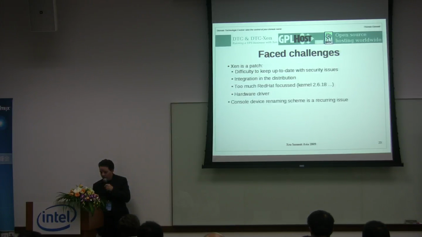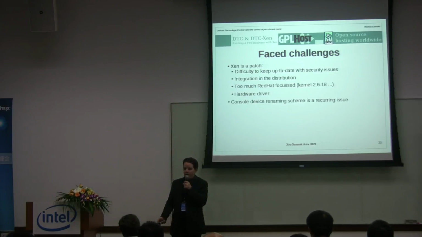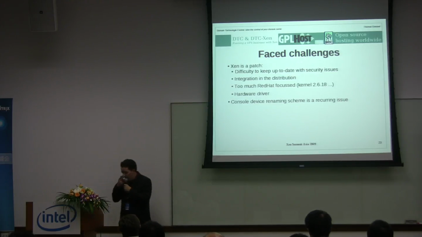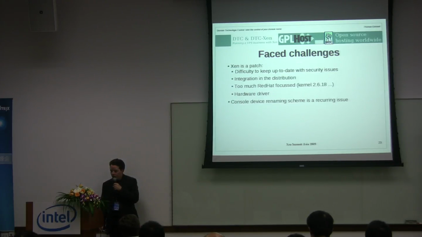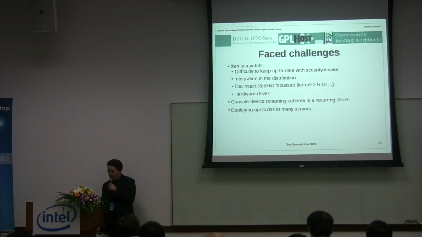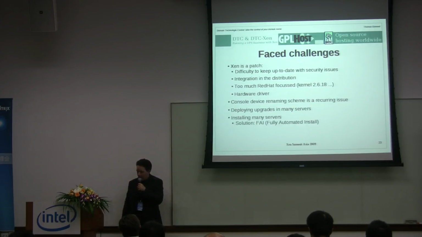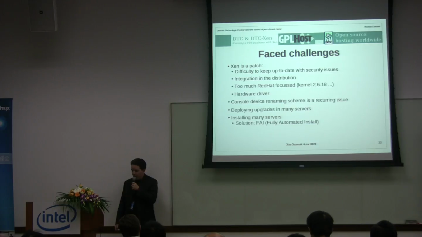So hardware driver, I told it. Yeah, the console renaming issue. As well, that's something I'd like to understand, is why we have to change parameters when doing VPSs. It changed over the years, right? And in production, it was quite difficult to keep on. Deploying with many servers can be quite hard. We're currently trying to work with FAI, which is a fully automated install. You just put the CD in the reader, and then it installs everything.